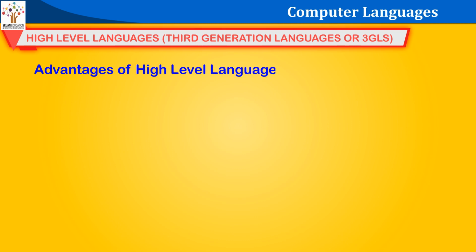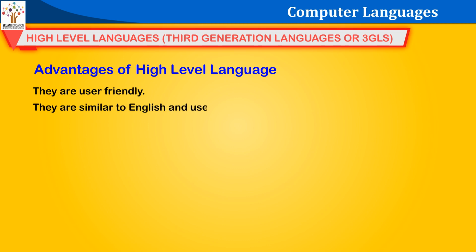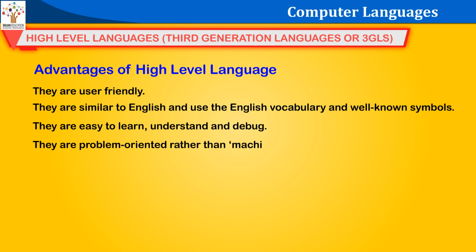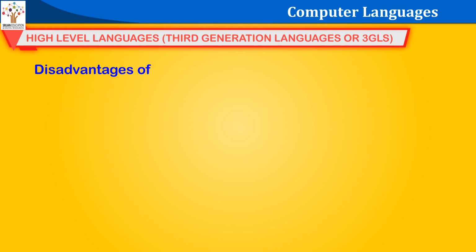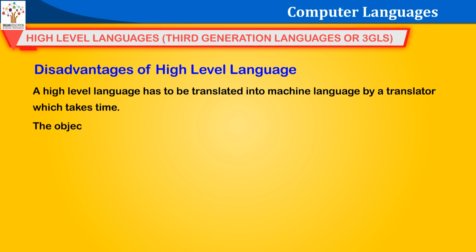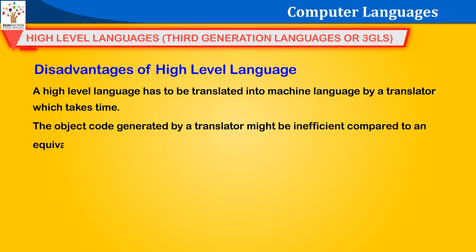Advantages of high-level language. They are user-friendly. They are similar to English and use the English vocabulary and well-known symbols. They are easy to learn, understand, and debug. They are problem-oriented rather than machine-based. Disadvantages of high-level language. A high-level language has to be translated into machine language by a translator, which takes time. The object code generated by a translator might be inefficient compared to an equivalent assembly language program.